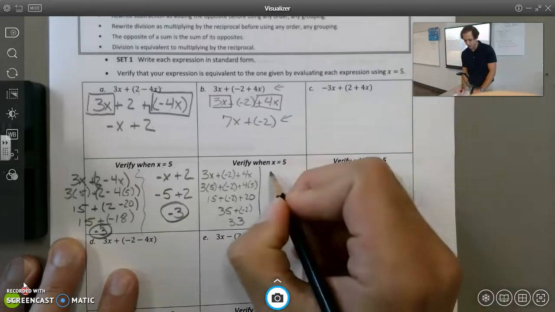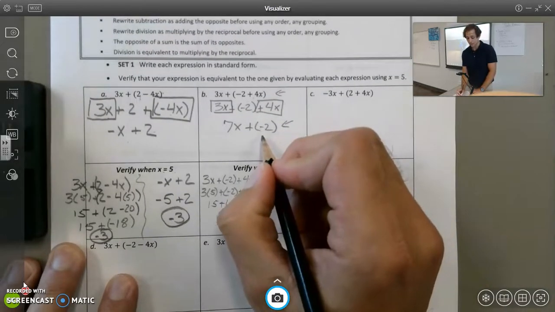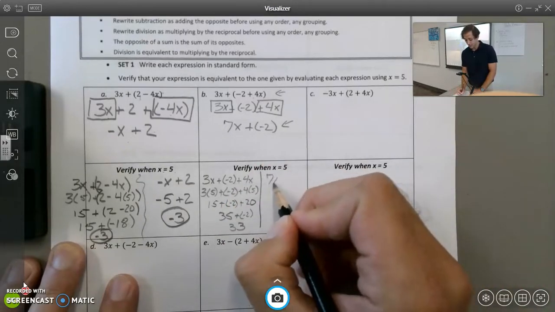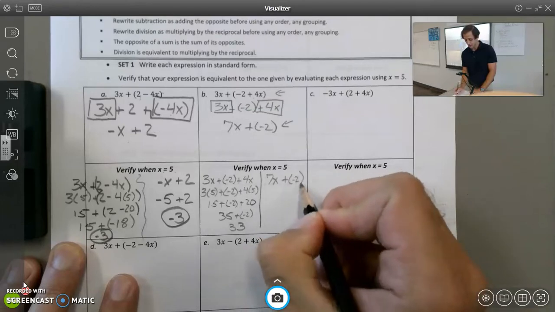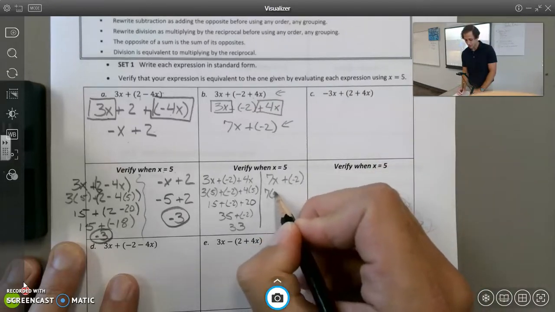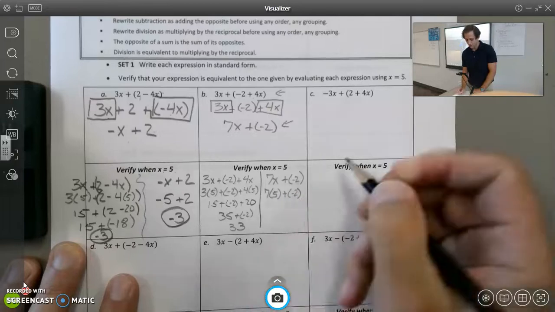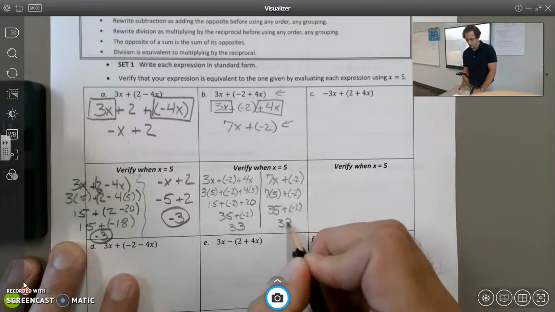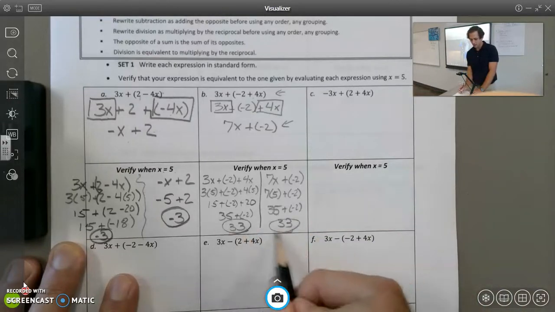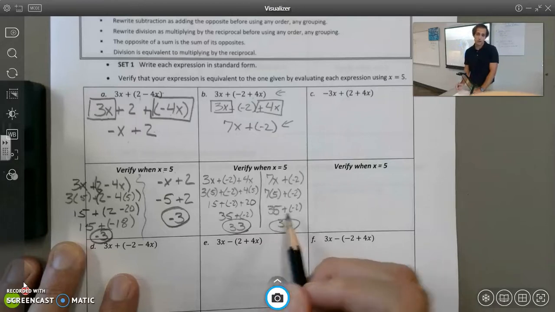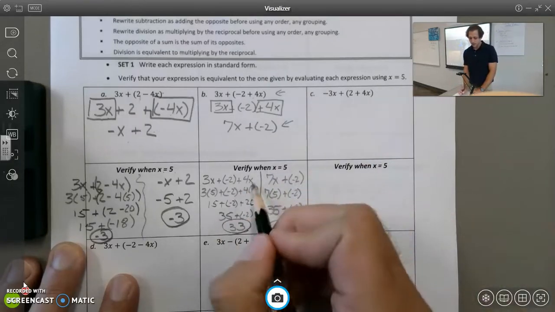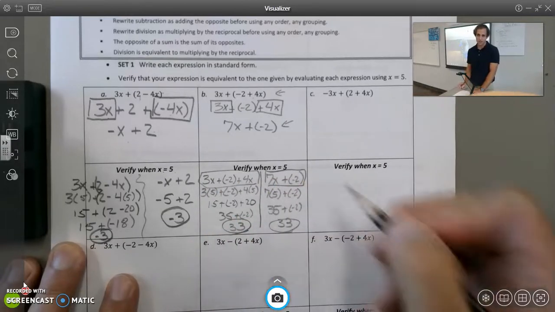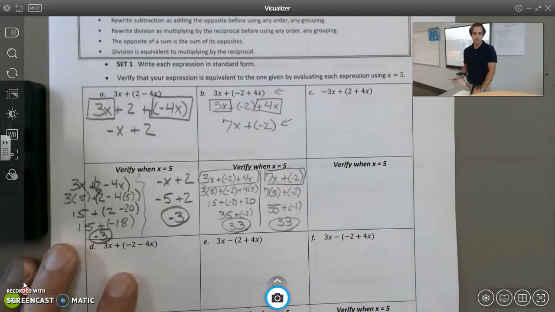Over here I'm going to use the expression we got once we simplified, which we would call standard form. 7x plus negative 2, that would be 7 times 5 plus negative 2, that's 35 plus negative 2, which is 33. So we get the same value when we substitute in 5 for x. That proves that the expression we began with and the expression in standard form are the same.